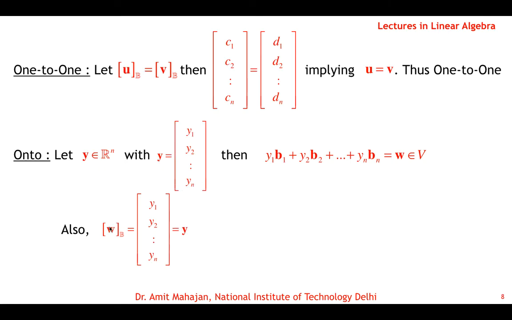Okay, so what we have proved is for every vector y in the codomain there is a vector w in the domain such that this holds, this is a mapping. So for every vector in the codomain there exists a vector w in the domain, so the mapping is onto. Okay, so this is our proof for the theorem.